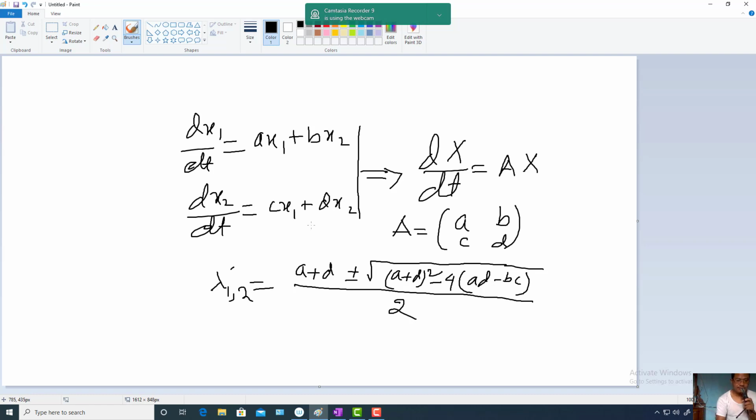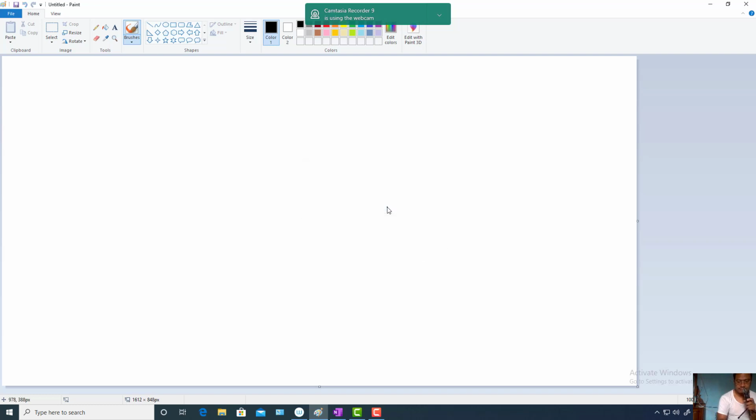But in case of a nonlinear system, what is a nonlinear system? Let us open one more window that will be more spacious. So in case of a nonlinear system, dx1 by dt is a function of x1 and x2, any function. There may be nonlinear terms involved there.